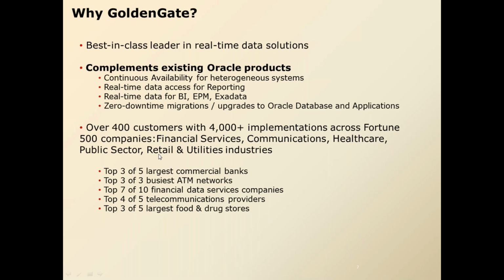Now the history behind Golden Gate: in 1995, Golden Gate was founded and it was named after the famous San Francisco bridge, the Golden Gate Bridge. Until 2009, it was a standalone company. In 2009, Oracle took it over, and since then it is known as Oracle Golden Gate. Initially, when it was founded, it was developed for ATM networks.